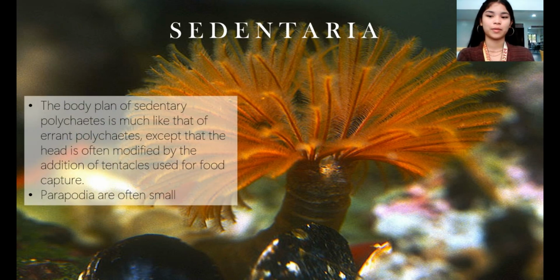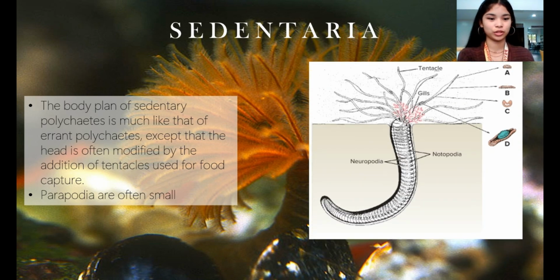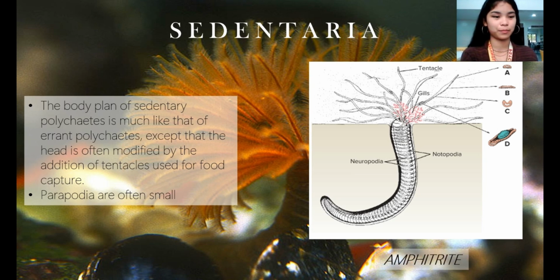Moving on to the next large clade under Annelida, the Sedentaria. In Sedentaria, the body plan is much like that of errant polychaetes, except that the head is often modified by the addition of tentacles used for food capture. So they have many tentacles above the head. And the parapodia are often small as well. Just like in the picture shown, you can observe many slim tentacles used to capture food. The notopodia and neuropodia have gills. This one is Amphitrite.